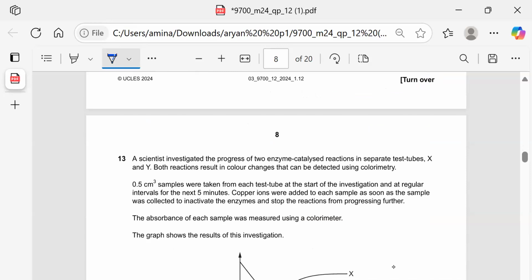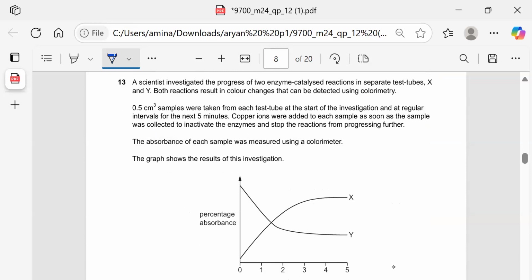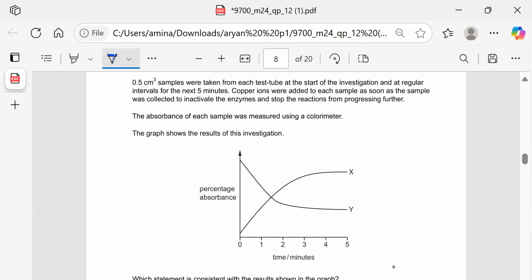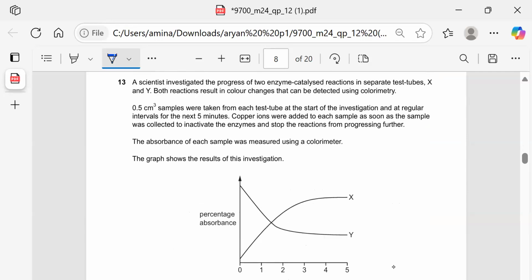I'm going for question number 13 now. Question number 13 has a little more information. Let's see it. I'm provided with a graph, time versus percentage absorbance. A scientist investigated the progress of two enzyme-catalyzed reactions in separate test tubes, X and Y. Both the reactions result in a color change that can be detected using colorimetry. A 0.5 cm cube of sample was taken from each test tube at the start of the investigation and at regular intervals for the next 5 minutes.